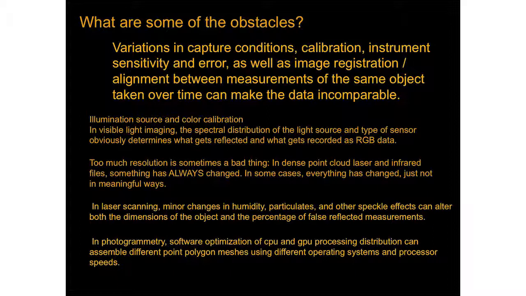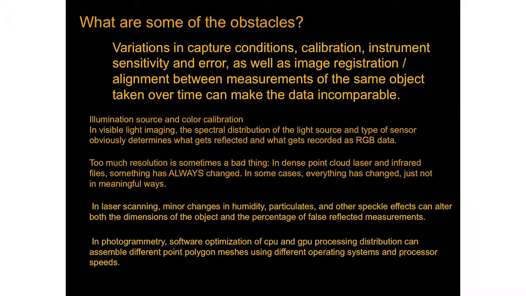Speckle effects in laser scanning, so changes in humidity, dust, these are the things that during different capture sequences can affect the accuracy of the measurements. And in photogrammetry software, there's an optimization where the software reads your CPU and your GPU speed and capability and decides how many points to use in putting together the mesh in a reasonable amount of time. So you can use 2 different computers with 2 different CPU and GPU units that will give you different meshes. And if you're trying to measure them metrologically, that's really going to show you change that hasn't taken place.